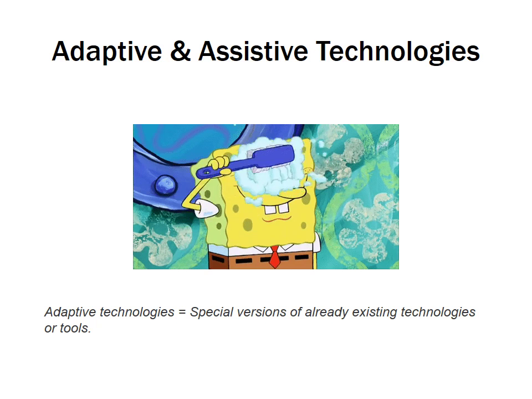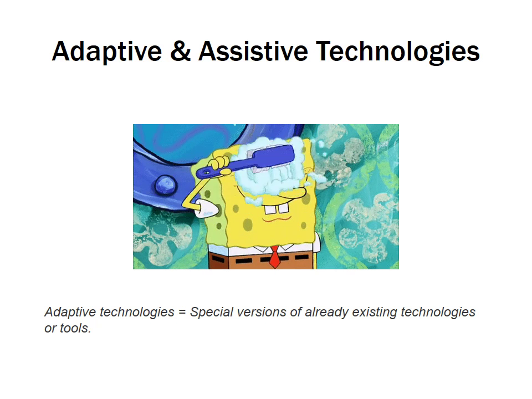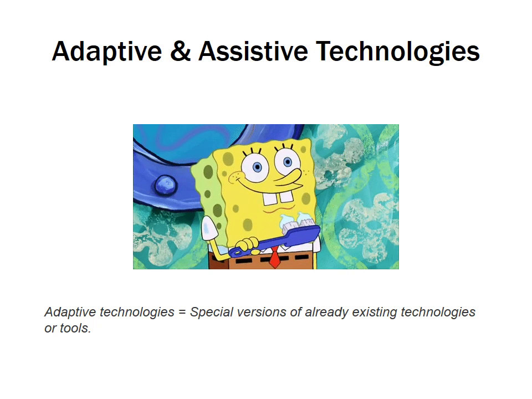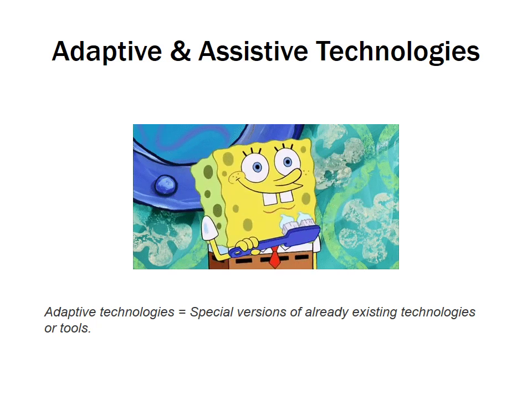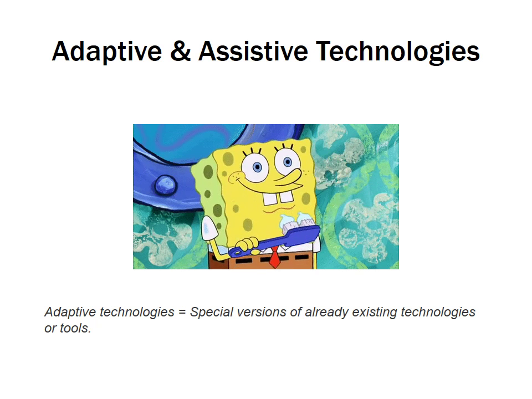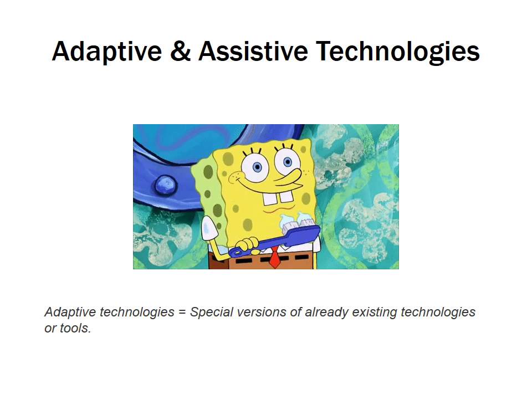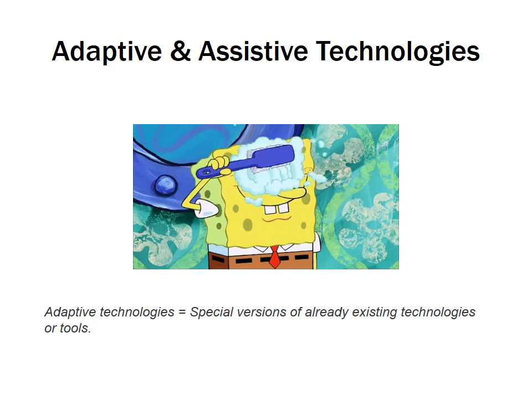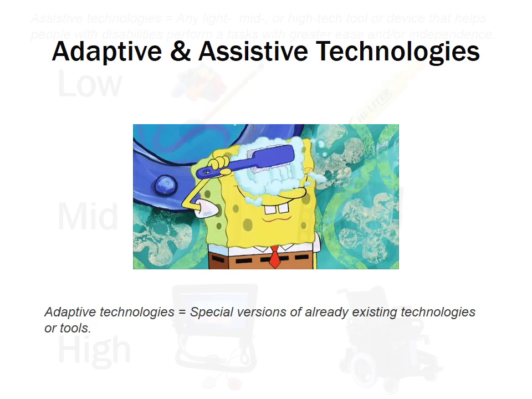So SpongeBob here is demonstrating an example of an adaptive technology, and that is a piece of technology that's a special version of something that already exists that can help students or people in general with their own specific needs. And so here's SpongeBob with a toothbrush that is made just for his teeth and can help him.